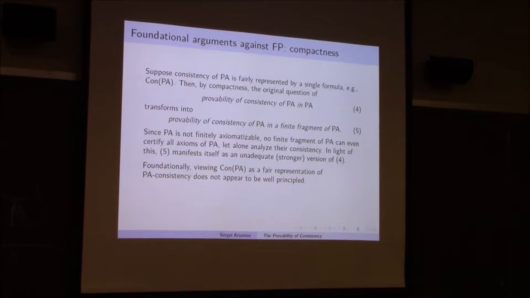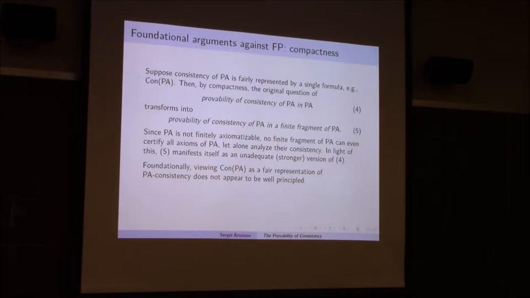Anyway, so the supposed consistency of Peano. Now let's get to the real argument. Historically we're done, I'm not going to comment on it anymore in this lecture. So suppose consistency of Peano is fairly represented by a single formula. That's basically my own argument repeated. Then by compactness, the original question of provability of consistency of Peano is transformed into provability of consistency of Peano in a finite fragment of Peano. And clearly this manifests an inadequately stronger version of 4.